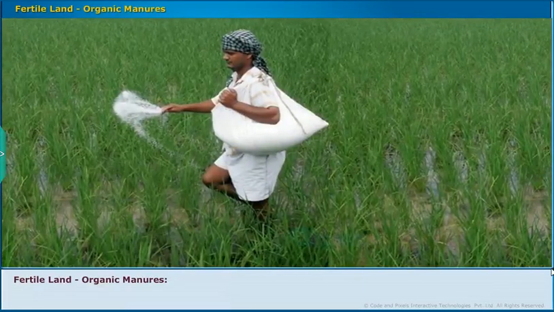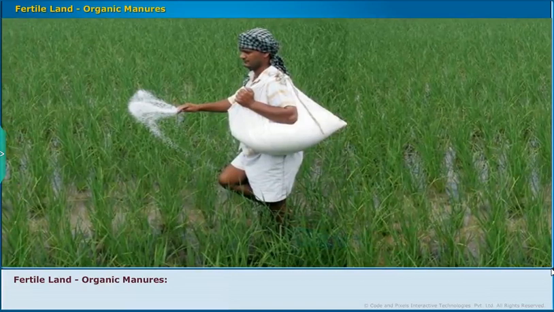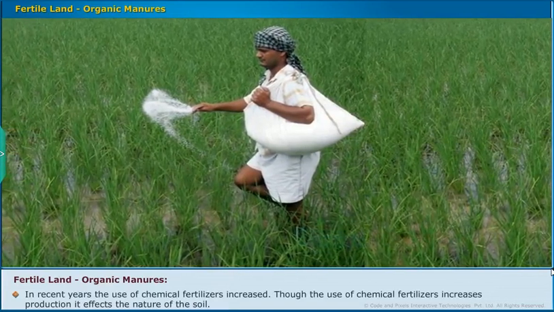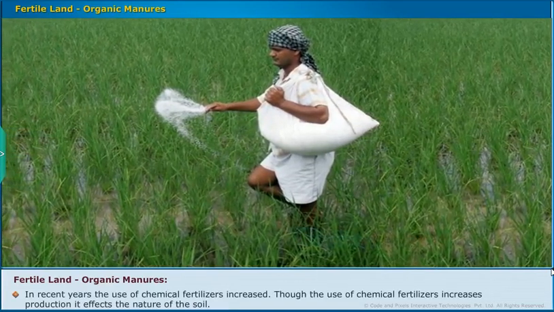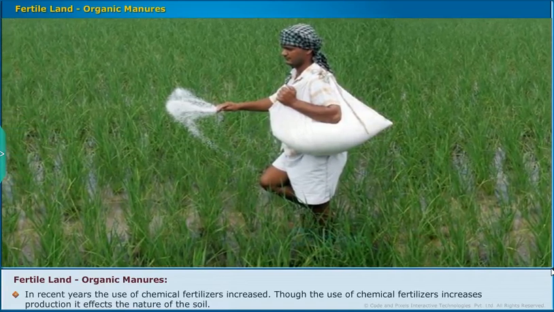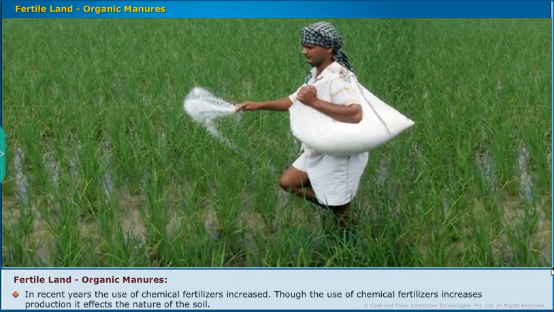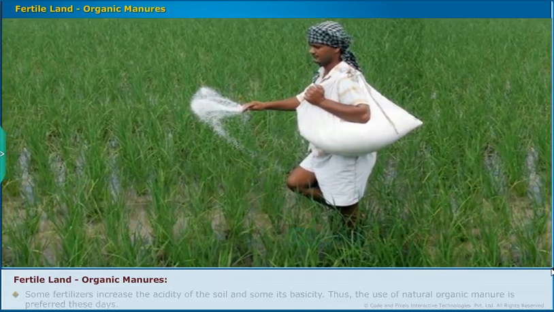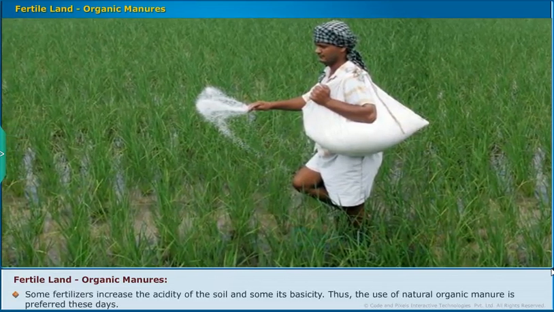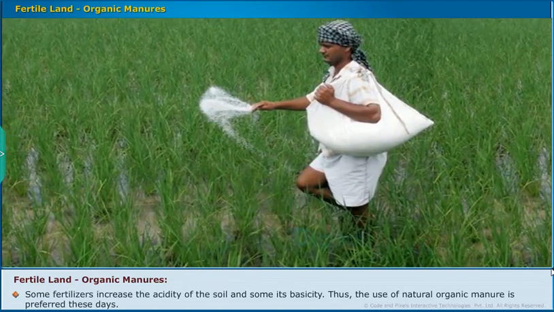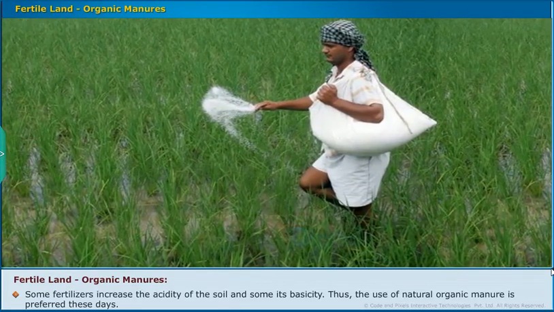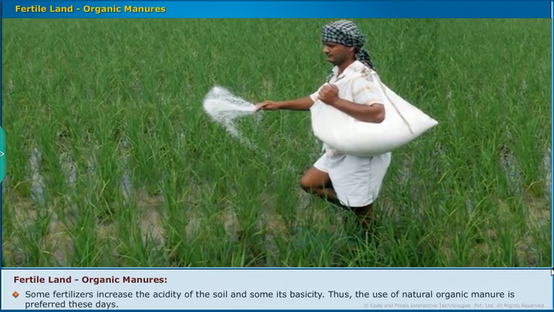Let us know about the fertile land, organic manures. In recent years, the use of chemical fertilizers increased. Though the use of chemical fertilizers increases production, it affects the nature of the soil. Some fertilizers increase the acidity of the soil and some its basicity. Thus, the use of natural organic manure is preferred these days.